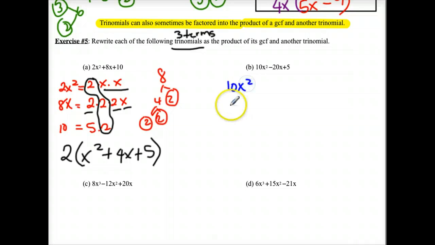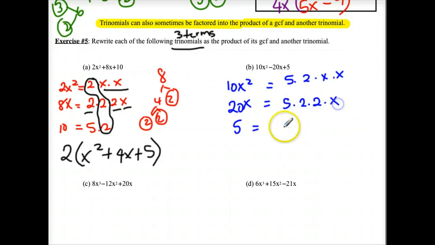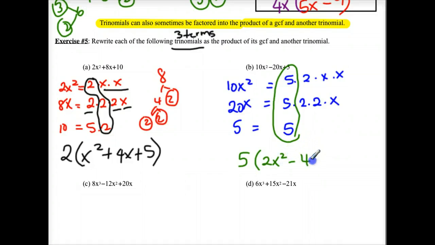10x squared. You have to take every term and break them down. So 10 is 5 times 2 times x times x. 20 is 5 times 2 times 2 times x. And then 5 is already prime. So I look at this. They all have a 5 in common. All three terms have to have the number. So what's left over? 2x squared minus 4x plus 1.